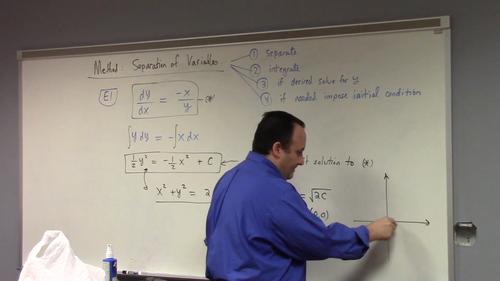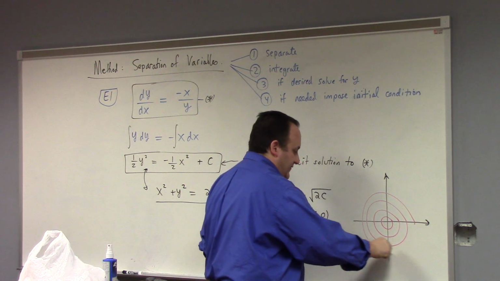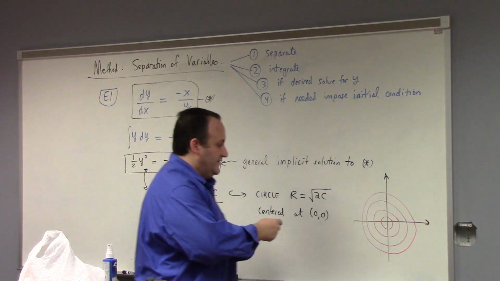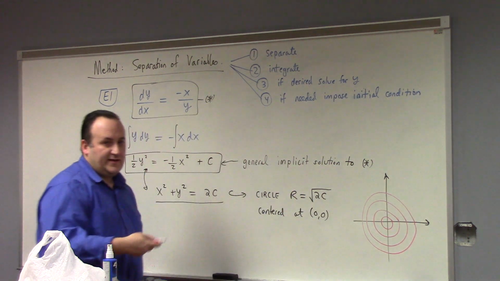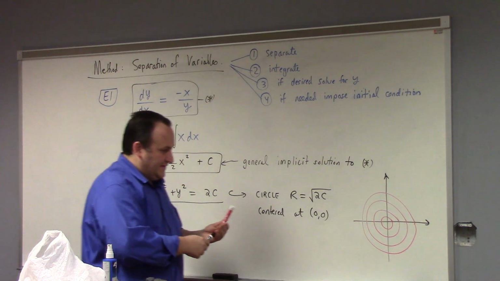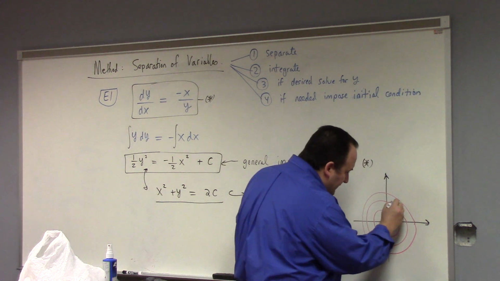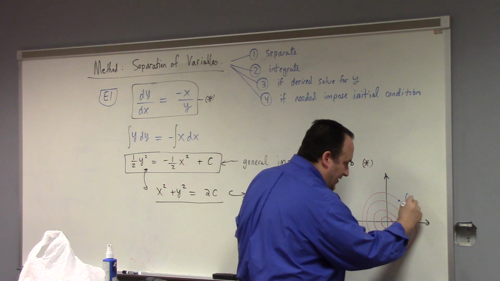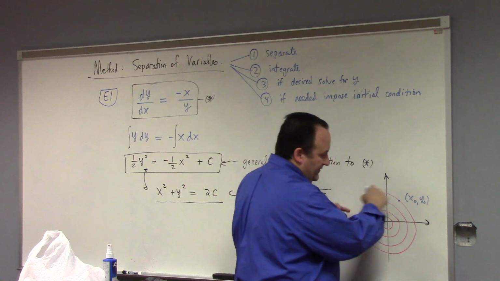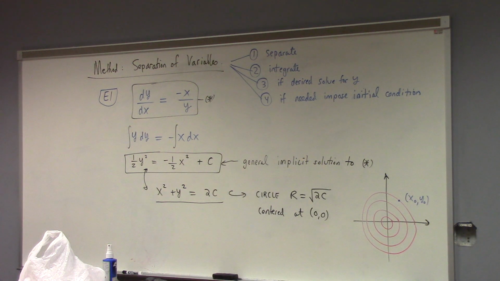Yeah, lots of them, right? Any circle concentric around the origin is a solution to this differential equation. Different choices of c correspond to different radii for your solution. And what example 2 does is it says, if you want to pick out the particular solution curve that goes through this point, let's call it x naught, y naught, well, the equation of this circle is exactly that, because the point x naught, y naught is on that circle.